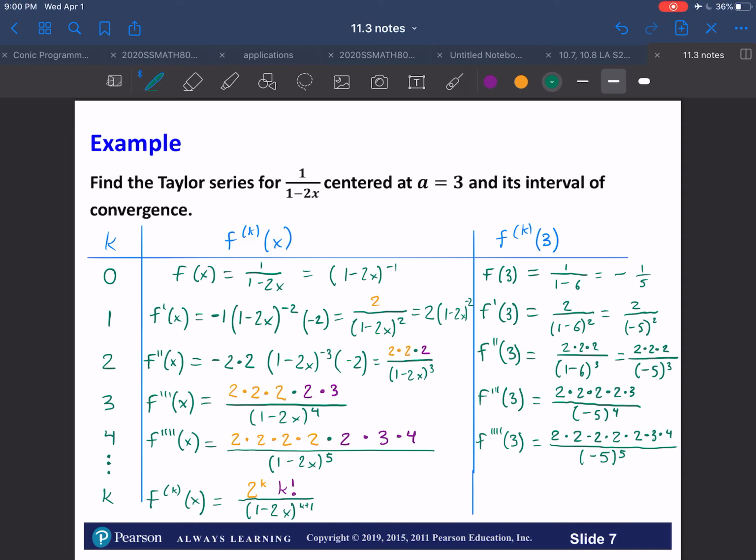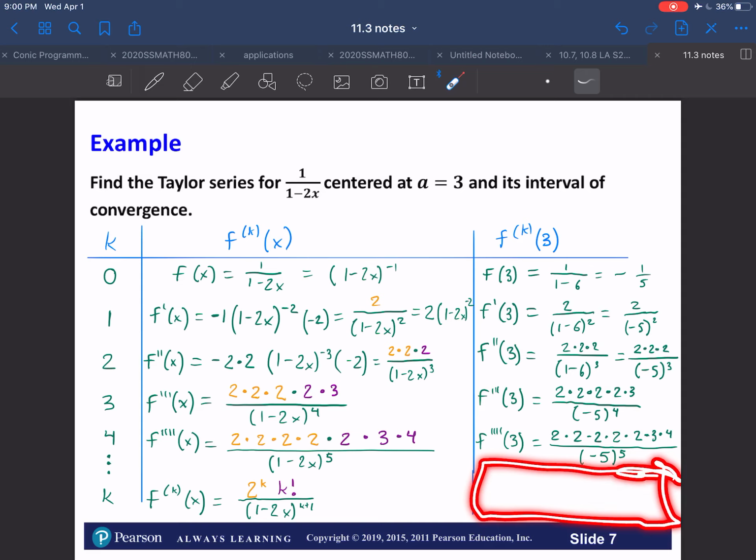And the thing that we are actually looking for is not, in general, the kth derivative, but the kth derivative evaluated at 3, which is why we have this column over here to the right, because what we're really searching for is the entry that goes in this box. This is the key. We want whatever goes right there.